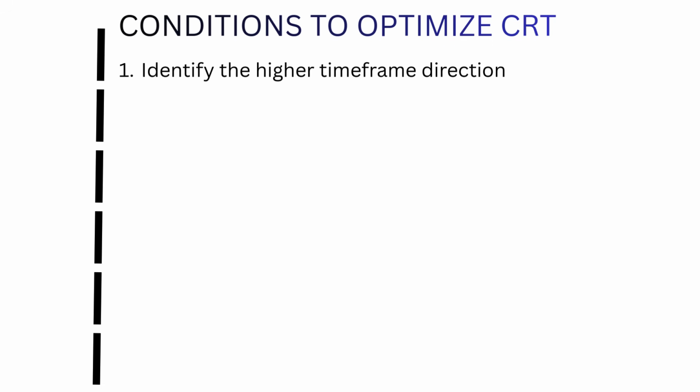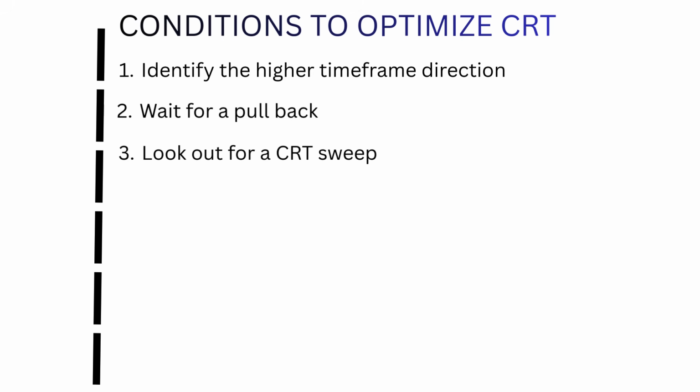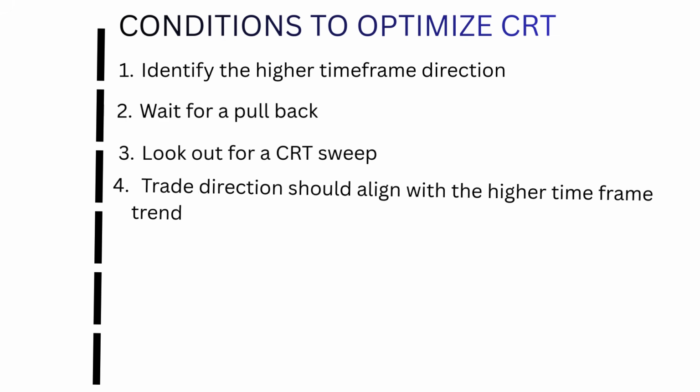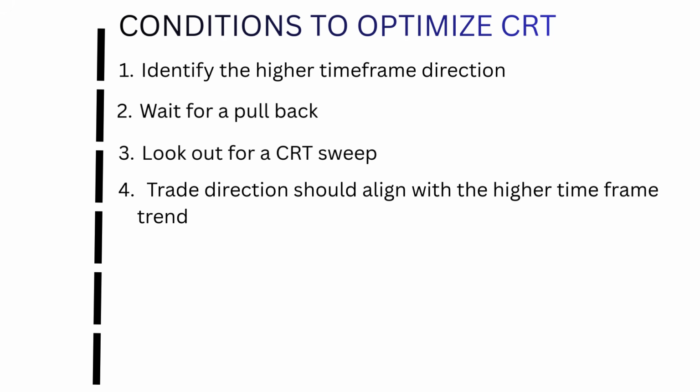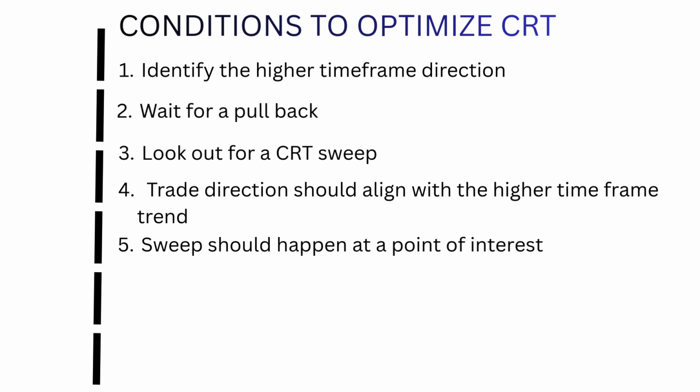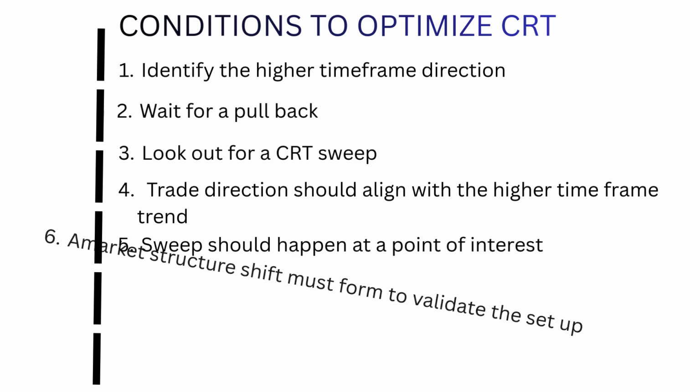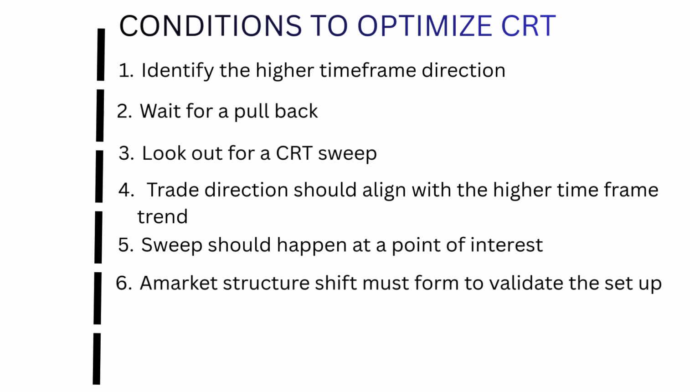First, identify the higher time frame direction. You should then wait for a pullback in the opposite direction at a point of interest. Price should then sweep the candle range low or high. The intended direction of the trade should align with the higher time frame trend direction. The sweep should also happen at a point of interest for a high probability setup. Additionally, a market structure shift must form in the lower time frame to validate the setup.